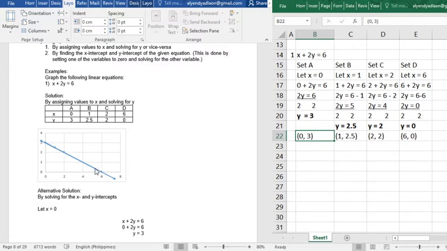Now class, take note that any point that lies on this line will always satisfy our equation. As you can see, there is an arrow here, okay, and there is an arrow there. So this means that the line goes on indefinitely. Okay, so any point that lies on this line will always satisfy our equation. Now let us see if that is really true. So as you can see here, class, you have a line but there is no point.